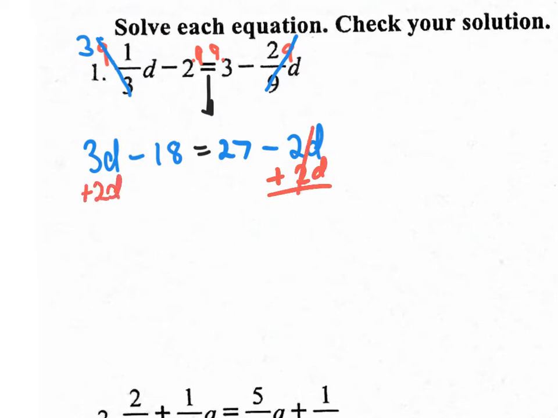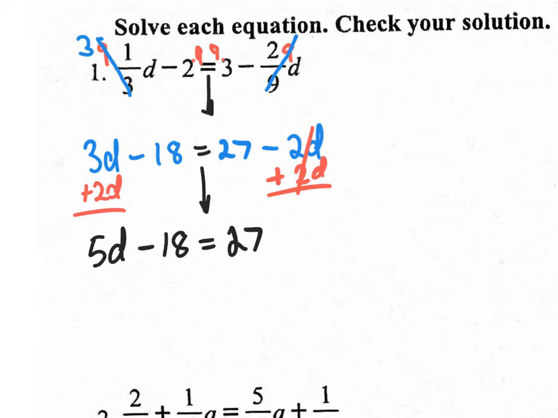I'm going to add 2d, obviously, with the 3d. You can't add 2d with 18, because those are not like terms. You're going to add d's with d's. So 3d plus 2d is 5d. So what do I have now? I have 5d minus 18 equals 27. Notice that the equal sign keeps coming down. That's how you stay organized.